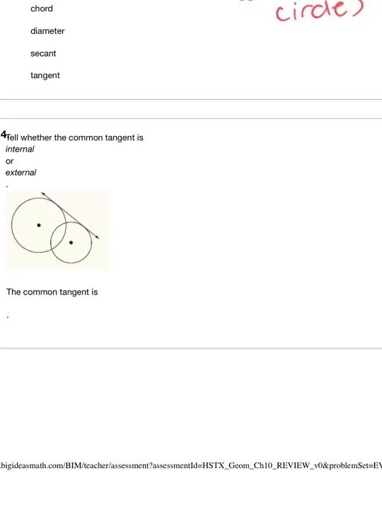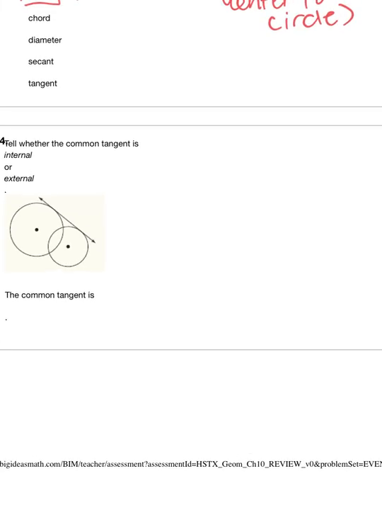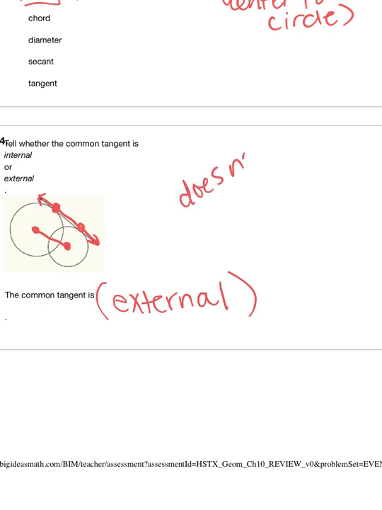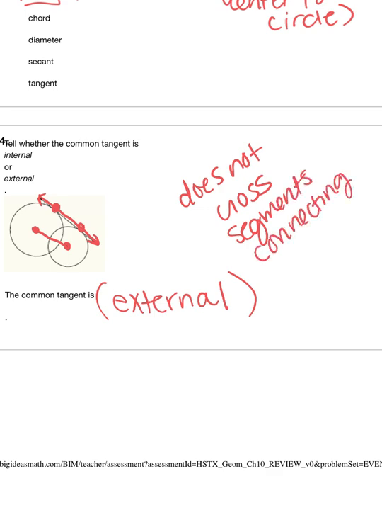Number 4, tell whether the common tangent is internal or external. So the way we tell is we connect the centers, and if this tangent line that touches both circles once does not cross the segment connecting the centers, it is external.